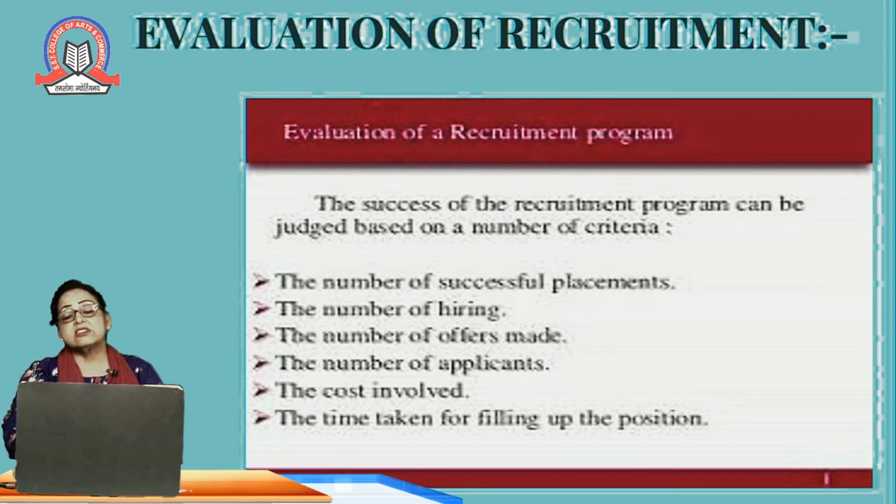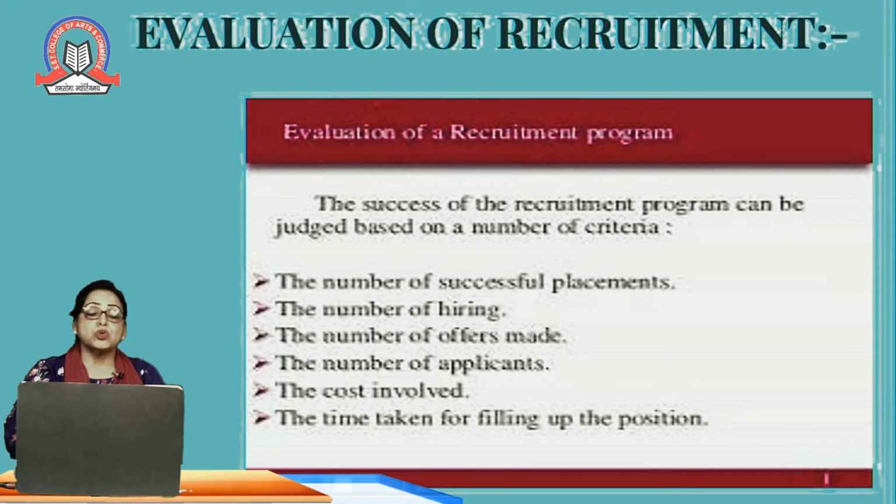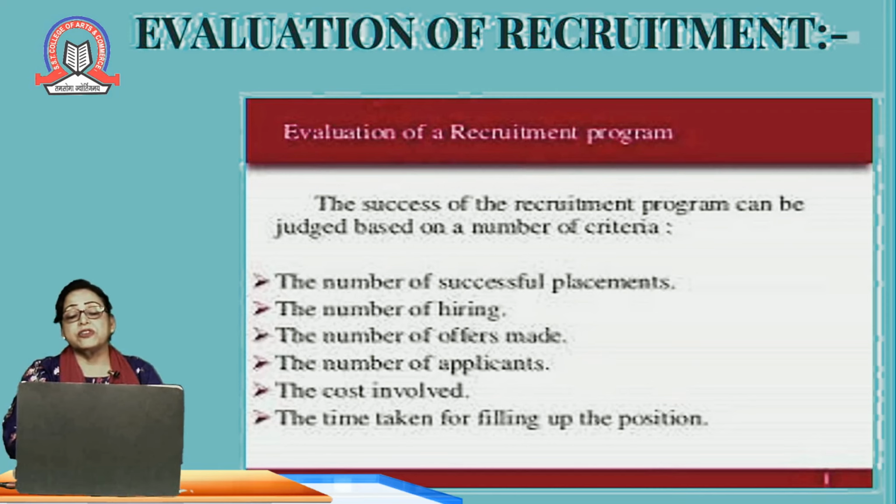Next topic is evaluation of recruitment. How to evaluate recruitment program, whether our program is proper or not. Let us see what are the points. One is the number of successful placements. How many people were successfully placed? The number of hiring. How many people in total we have hired? The number of offers made. What different offers have been made by us and what different offers have been put forth by the tentative or prospective employees. The number of applicants or applications.